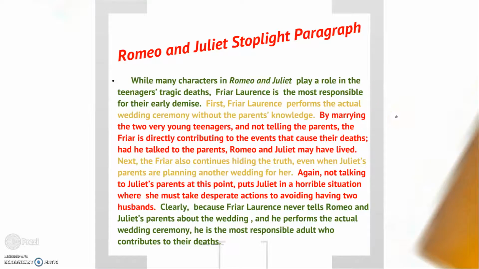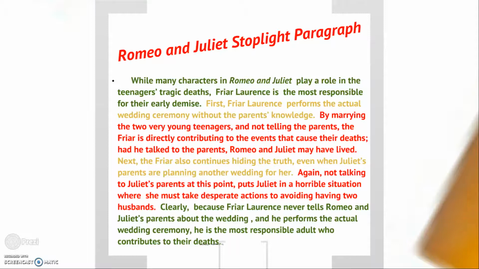Provide an example. "First, Friar Lawrence performs the actual wedding ceremony without the parents' knowledge." Well, again, it's that "so what?" "By marrying the two very young teenagers and not telling the parents, the friar is directly contributing to the events that cause their deaths. Had he talked to their parents, Romeo and Juliet may have lived." We're not just stopping there. "Next, Friar Lawrence also continues hiding the truth, even when Juliet's parents are planning another wedding. Again, not talking to Juliet's parents at this point puts Juliet in a horrible situation where she must take desperate action to avoid having two husbands."